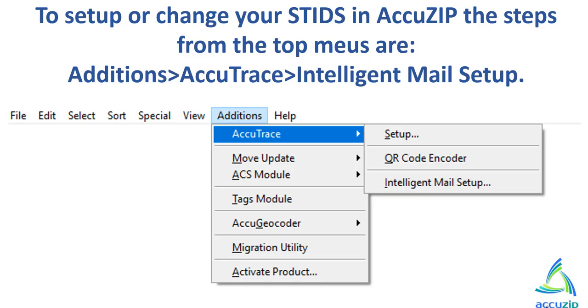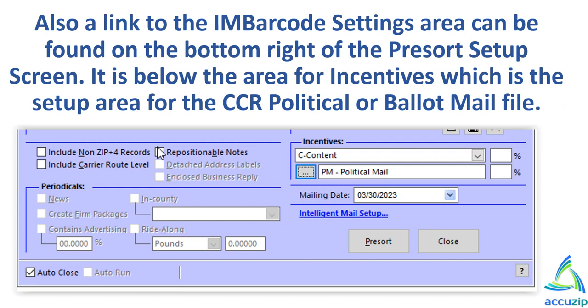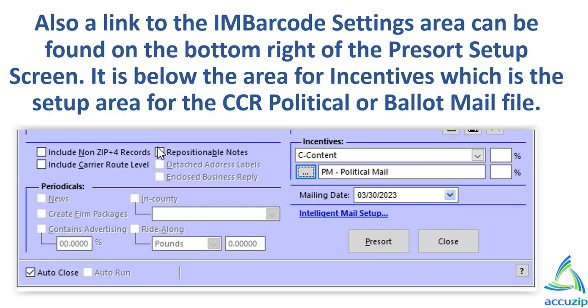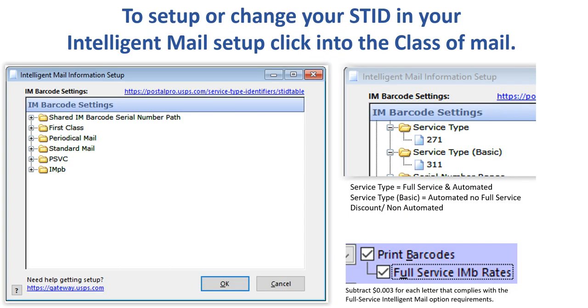So to set up or change your STIDs in AccuZip, there's actually 2 ways to do it. The first one is if you're on the screen with your list, or maybe you don't even have a list open, you can go to Additions, AccuTrace, and Intelligent Mail Setup. The second place is on the pre-sort setup screen. When you open your pre-sort setup screen, right under the mail date is a blue link that says Intelligent Mail Setup. It does take you to the same place as Additions, AccuTrace, Intelligent Mail Setup. So those are your 2 ways to get to your service type setup.